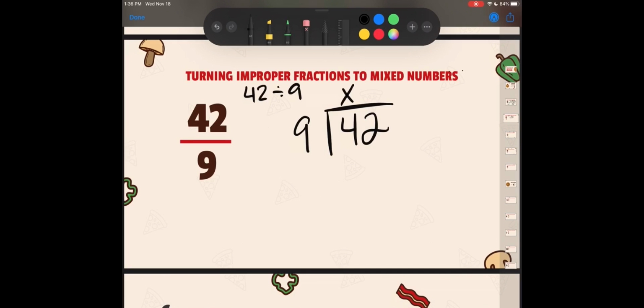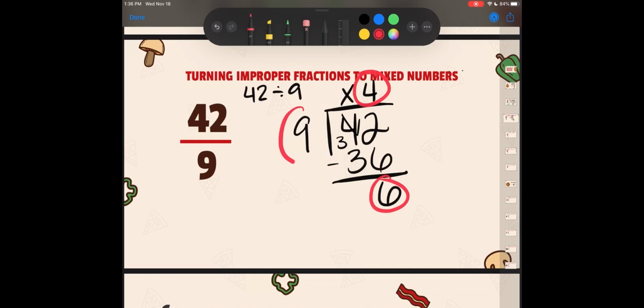So we'll do 42 divided by 9. So 9 can't go into 4. But it can go into 42, right? 9 can go into 42, what? 4 times? 4 times 9 is 36. We subtract, we get a borrow, and we get 6.